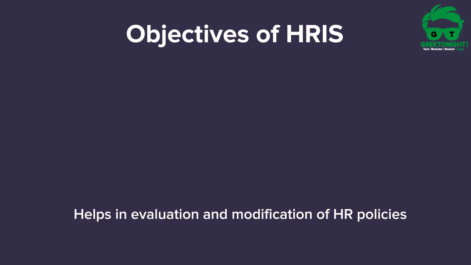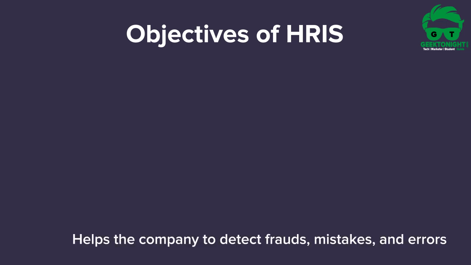Helps in evaluation and modification of HR policies. It helps in evaluating and modifying the HR policies from time to time. If there is any need to change or update any policy, HRIS will help the organization in making the necessary changes. And the last one, helps the company to detect frauds, mistakes, and errors. HRIS also helps the company to detect the frauds, mistakes, and errors made in the data recorded in the information system. It checks all the frauds and corrects mistakes and errors wherever required.